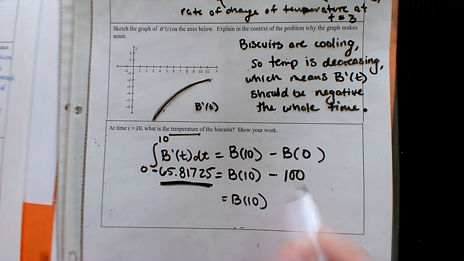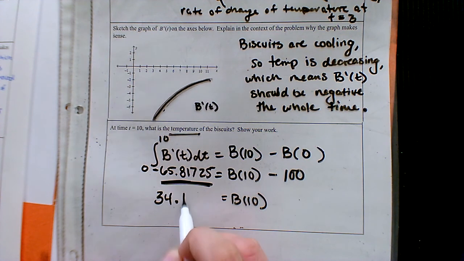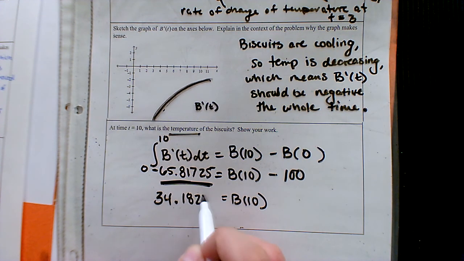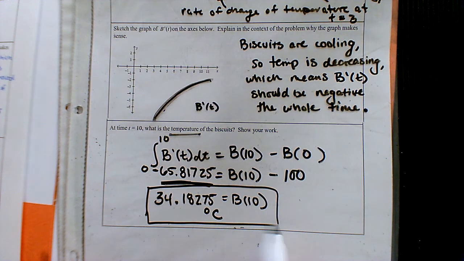All right, so to get our B of 10 value, we'll add over 100: 34.18275 degrees Celsius. There we go.